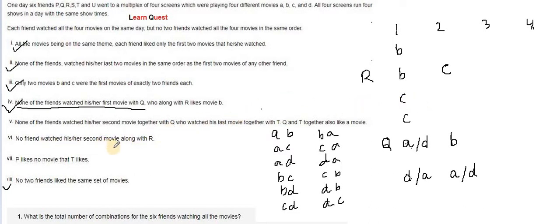Okay. No friend watched his or her second movie along with R. This is C. Okay, that's already used. And this, P likes no movie that T likes. Okay, not used yet. So these two are the main conditions where we have to focus now.